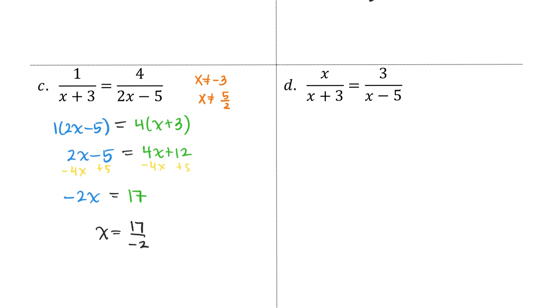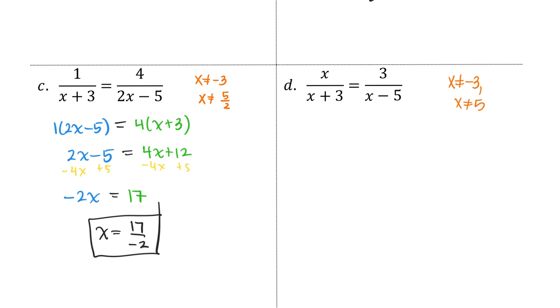And then I'm going to check my domain. x can't be negative 3. That's fine. x can't be 5 over 2. Also fine because I got 17 over negative 2. One more cross multiply. Okay, domain. x cannot be negative 3 and x cannot be 5. And I'm going to keep that in mind. Even if they don't tell me to state my domain, I have to respect my domain.